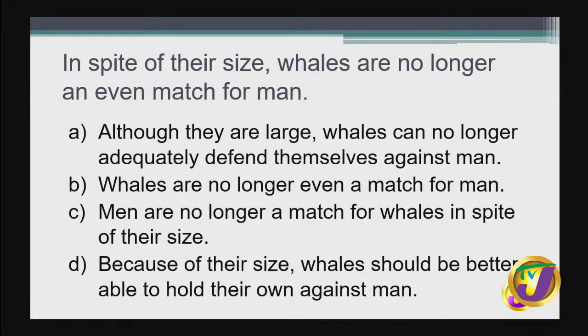In spite of their size, whales are no longer an even match for man. So our first sentence says, although they are large, whales can no longer adequately defend themselves against man. Sounds interesting. Next one says, whales are no longer even a match for man. Sounds interesting. Men are no longer a match for whales in spite of their size. Because of their size, whales should be better able to hold their own against man.